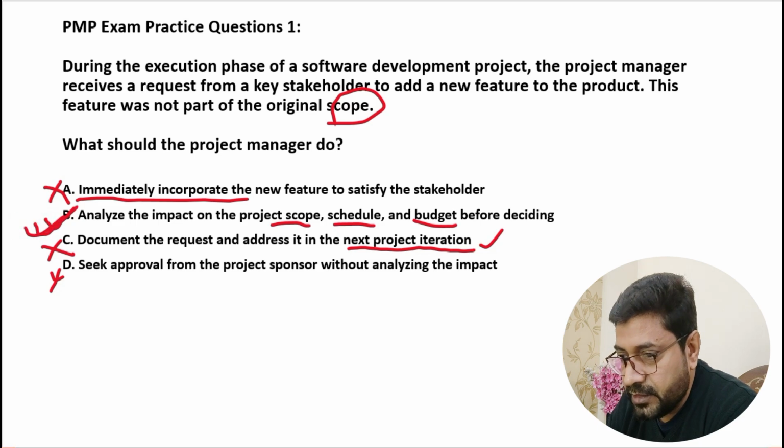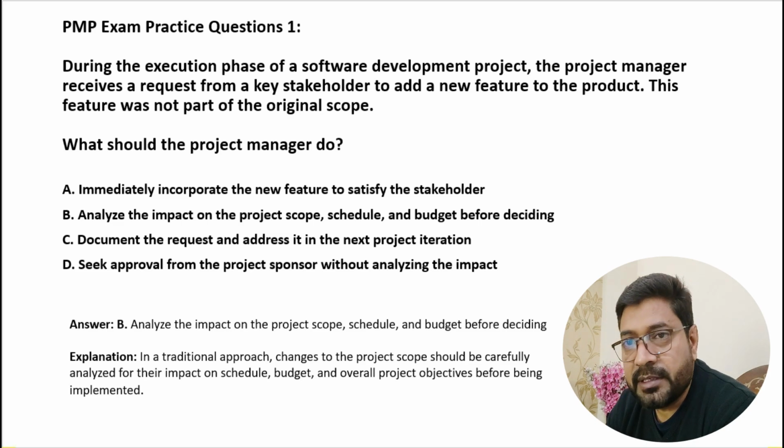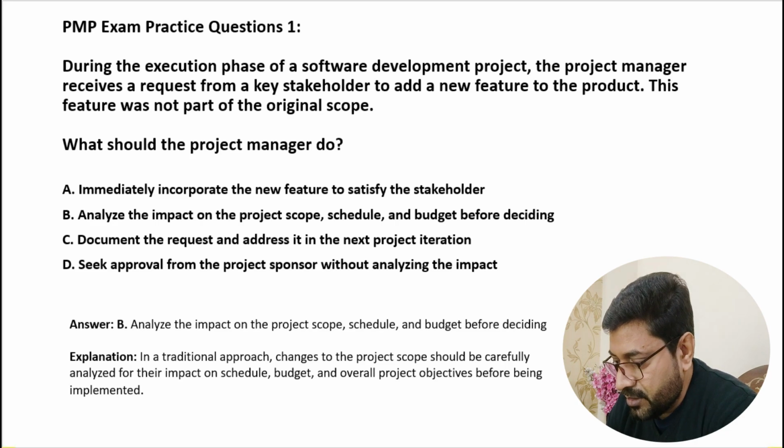Let's look at the answer. Great, answer B: analyze the impact on the project scope, schedule, and budget before deciding. The explanation says, in the traditional approach, changes to the project scope should be carefully analyzed for their impact on the schedule, budget, and overall project objectives before being implemented. So how did you guys go? Let's go to the next question.